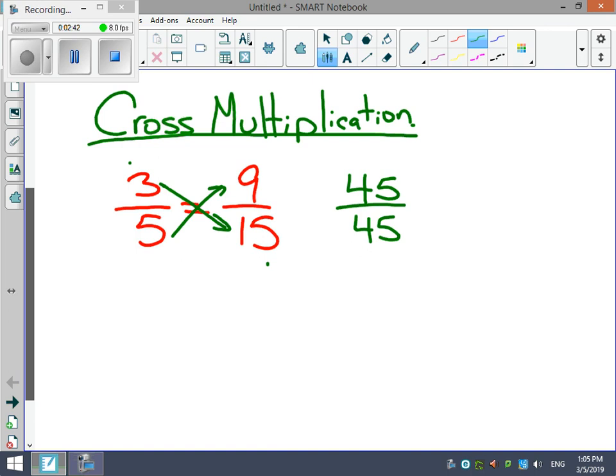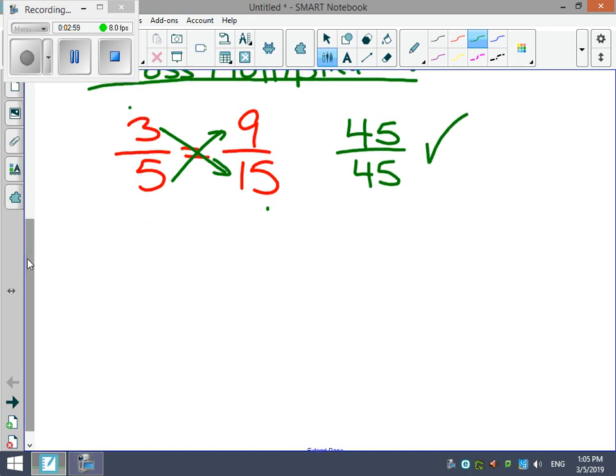And you will see that if two fractions, or this is written as fractions, but if two ratios, when multiplied using cross multiplication, come out to the same number in the numerator and denominator, then they are proportional to each other. So I'll give you another example.